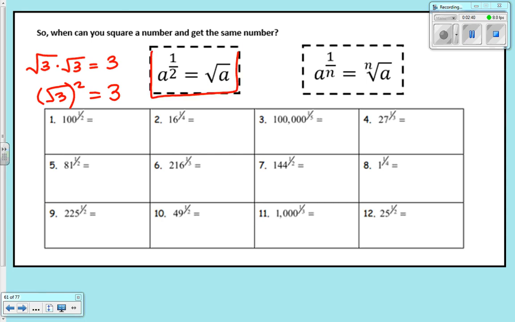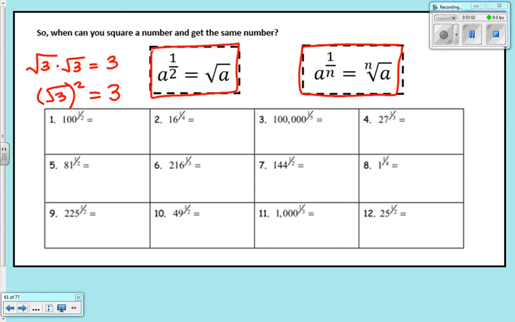A to the 1/2 is the same as the square root of A. Okay, again, kind of a weird jump there to go from an exponent to a radical, but they are the same. A to the 1/2 is the square root of A. Furthermore, you have A to the 1 over n, which is the nth root of A. Okay, that's this box right here. Now we'll talk about that more in just 1 second, so put a pin in that.